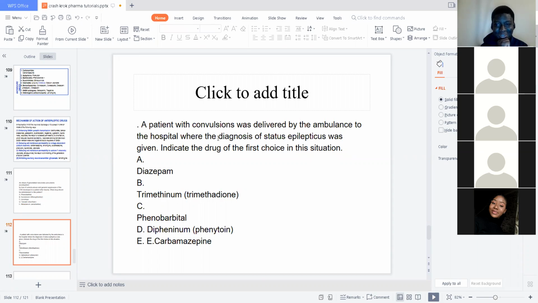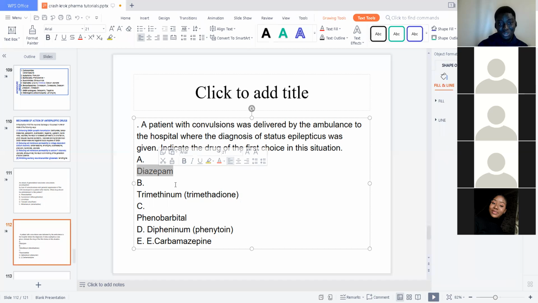Phenobarbital. Try again. Diazepam. Yes, correct. Okay, so I want you to take note of this question. It's quite tricky. Phenobarbital and diazepam are used to treat epilepsy. Both drugs can treat convulsion, but for status epilepticus, the drug of choice is diazepam. Please take note.